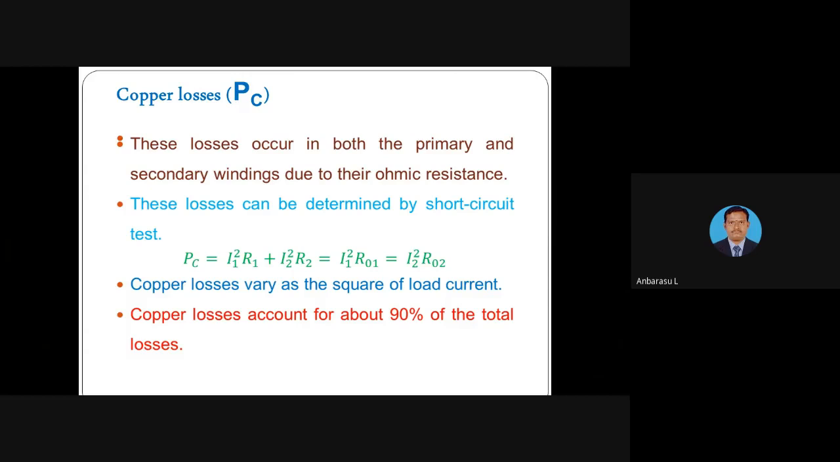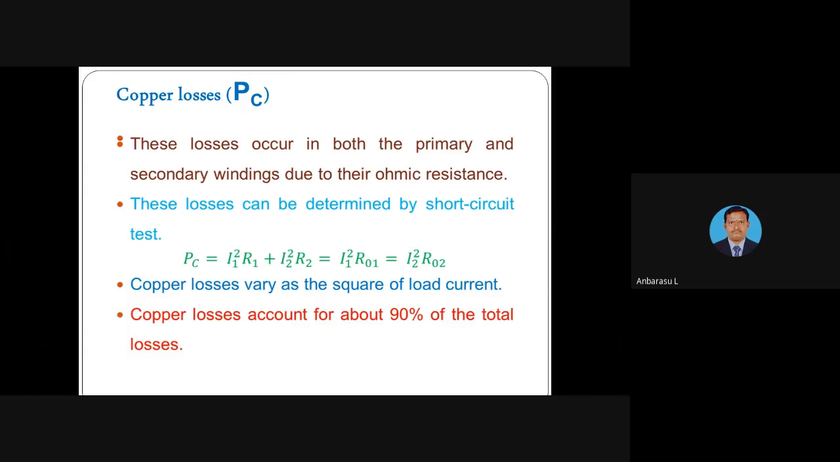It is given by PC, the copper losses, equal to I1 square R1 plus I2 square R2. I1 square R1 is the copper loss in the primary winding, and I2 square R2 is the copper loss in the secondary winding. For the ideal case, I1 square R1 equals I2 square R2. These copper losses vary as the square of the load current.